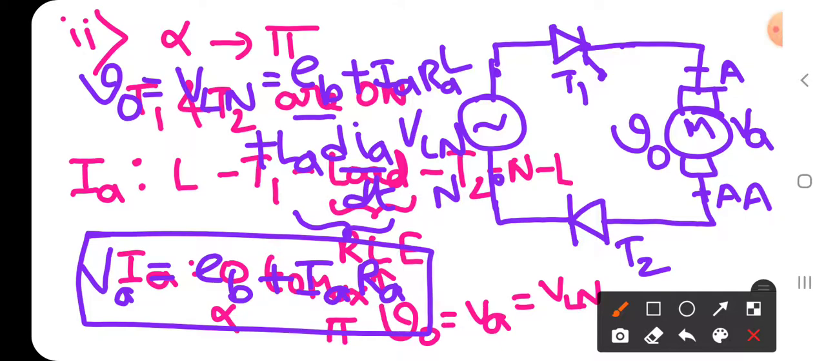And we know that as the inductor stores energy, the current increases from 0 to maximum from alpha to pi. At omega t equal to pi, what happened? The current is maximum.